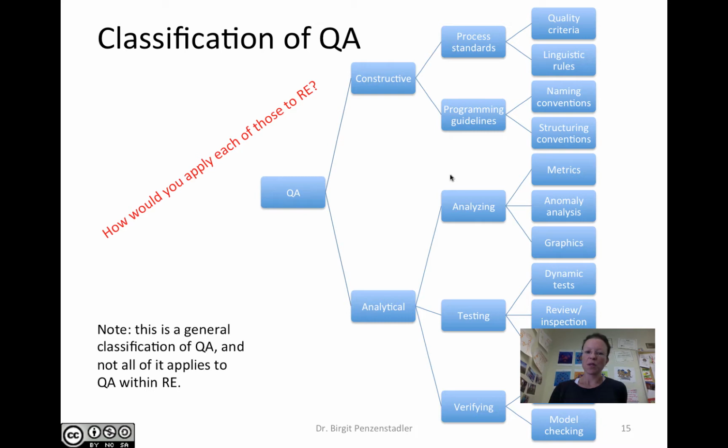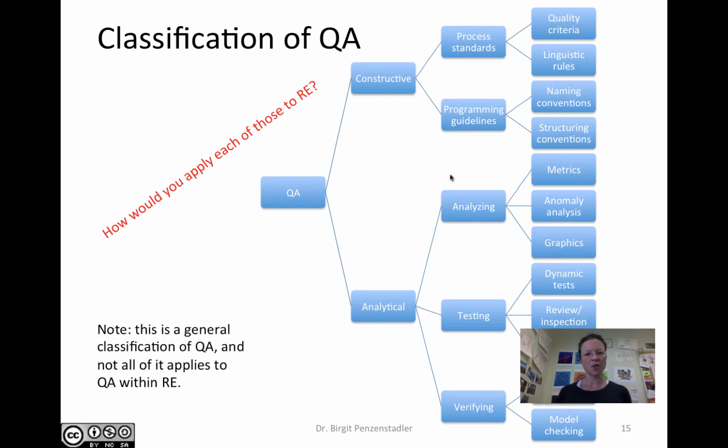And here we see a coarse-grained overview of quality assurance guidelines in constructive and analytical quality assurance techniques, I should say. And not all of it is necessarily for requirements engineering. A few are more specific to later implementation phases, but just to give you a general idea.